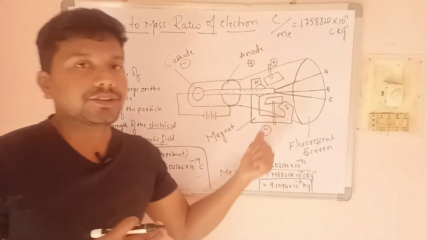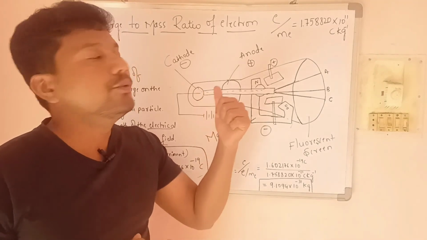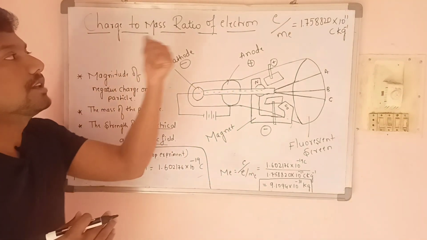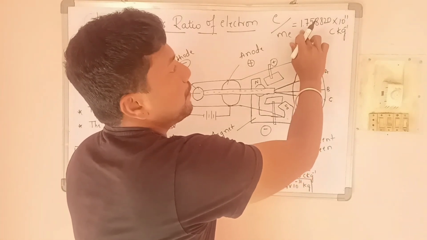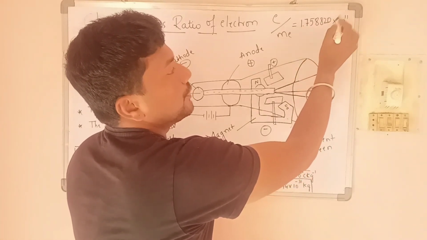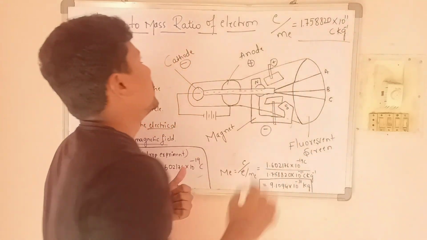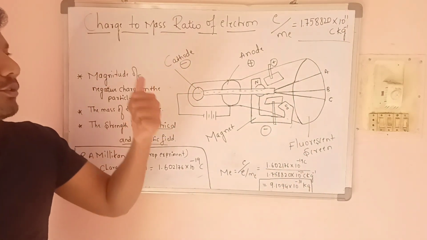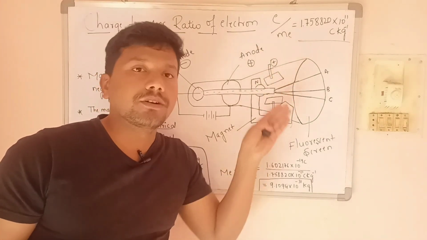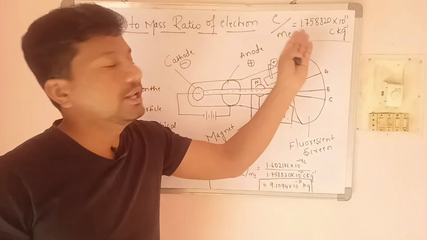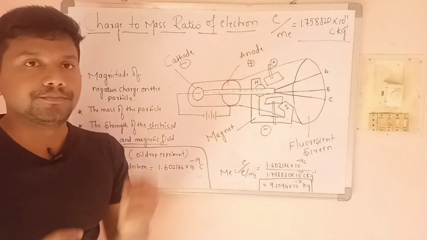From these observations, J.J. Thomson gave the charge to mass ratio of the electron, which is 1.758820 × 10^11 coulombs per kg. This is the charge to mass ratio of the electron, obtained by observing how much deviation occurs when we place it in the magnetic field and the electric field. By observing that, he concluded and gave the charge to mass ratio of the electron.